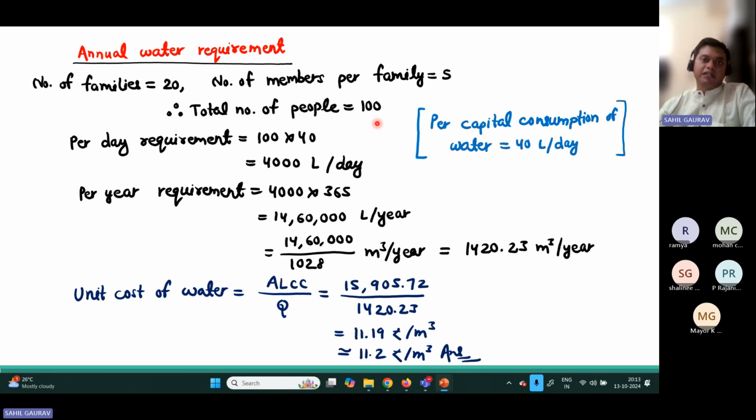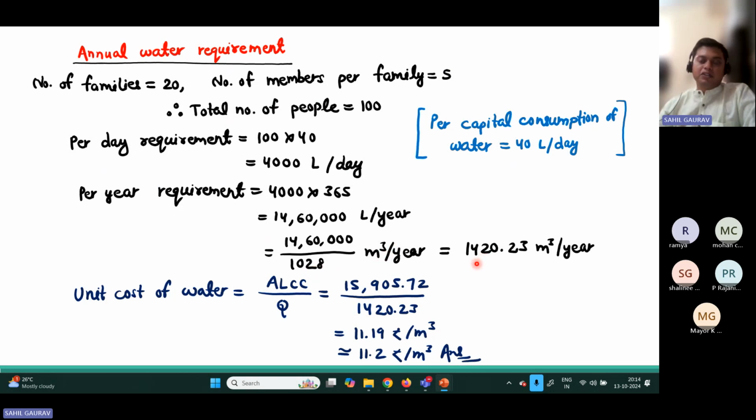So total number of people will be 100, and per day requirement will be 4,000 liter per day because per capita consumption of water is given as 40 liter per day. So per year requirement will be 365 times that. It will be 14,60,000 liter per year. And you have to divide with density, so it will come in meter cube per year.